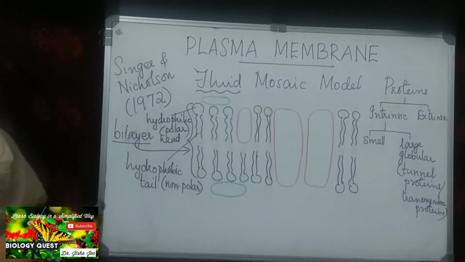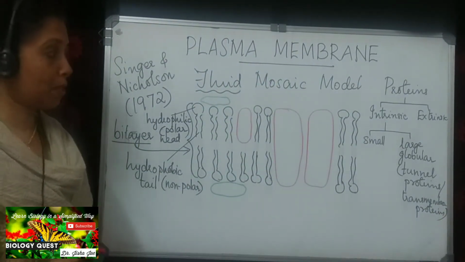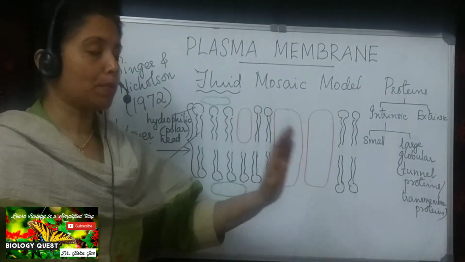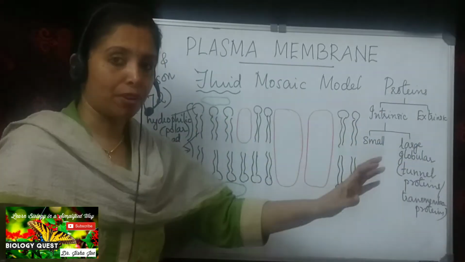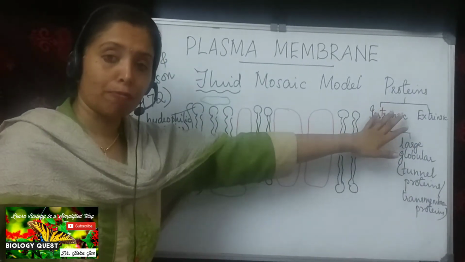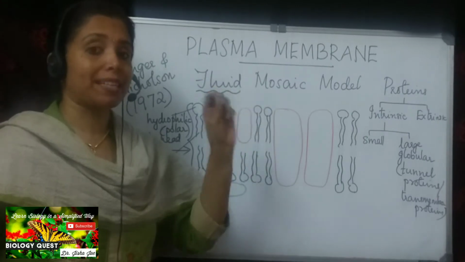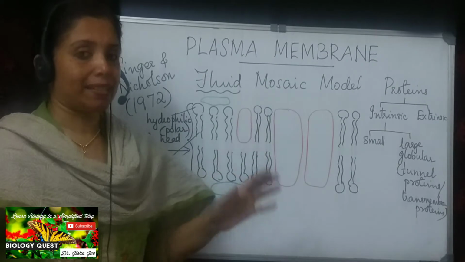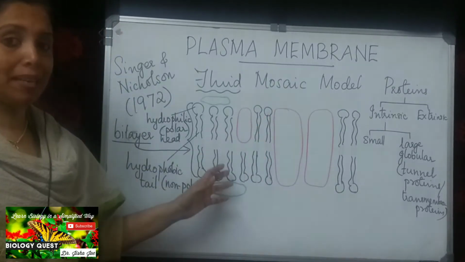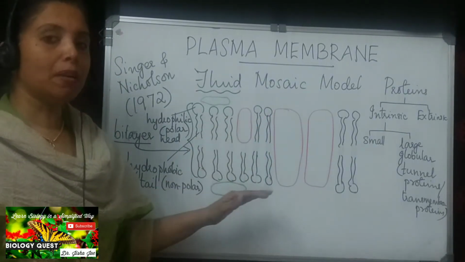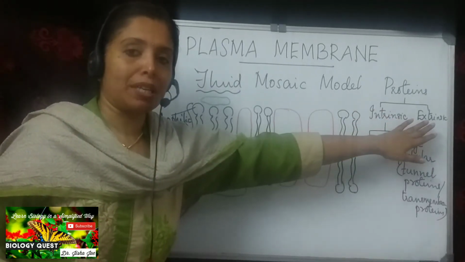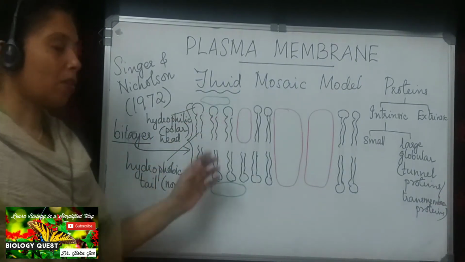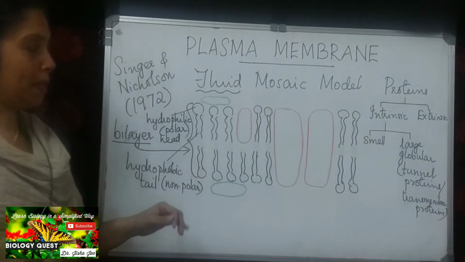I hope that is clear. Once again, there are two types of proteins: intrinsic or integral proteins and extrinsic or peripheral proteins. This classification is based on the ease of extraction. Intrinsic proteins are difficult to extract because they are deeply embedded inside the phospholipid bilayer, whereas extrinsic proteins are easy to extract because they are seen towards the periphery, on the sides of the phospholipid bilayer.